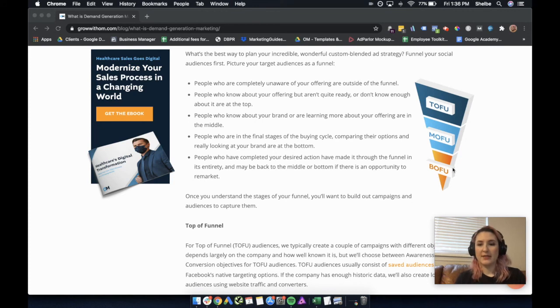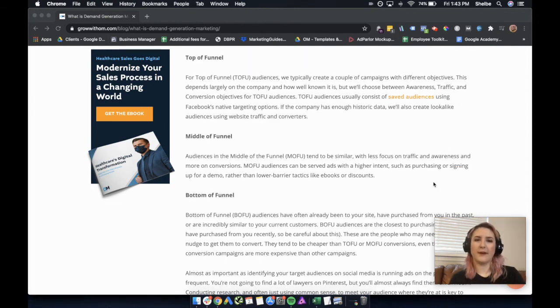But once you understand the stages of your funnel, you understand where people live based on the audiences you have, which I'll talk about in just a second, you'll want to start building out your campaigns and audiences to capture them. So for our top of funnel audiences, which we typically call TOFU, and for middle funnel, we call MOFU, and bottom is BOFU, just as a shorthand.